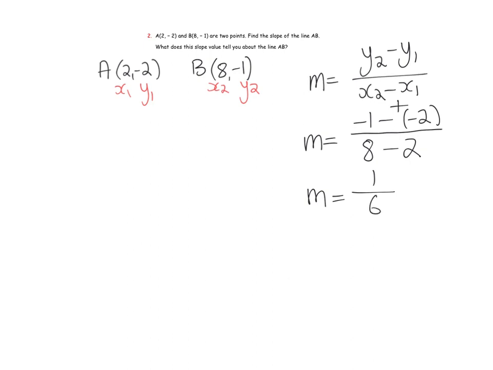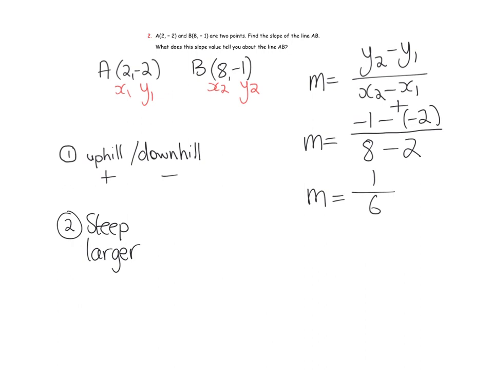Now it says, what does this slope value tell you about the line AB? From the last video we can remember that the slope tells us 2 things. The first thing is it tells us whether the line goes up or down. So we're able to tell that it's positive when it's uphill and negative when it's downhill. And the second thing is it tells us how steep it is. The larger the number, the steeper it is.